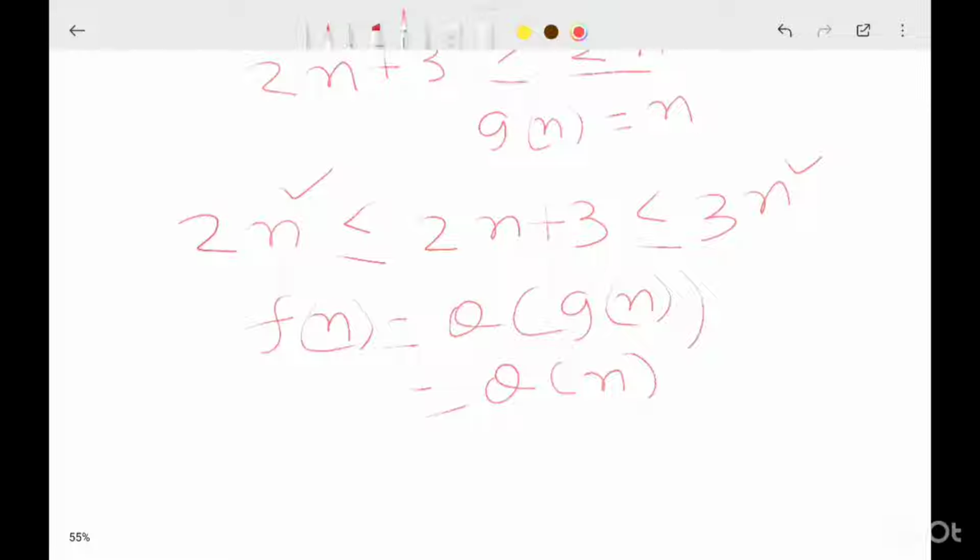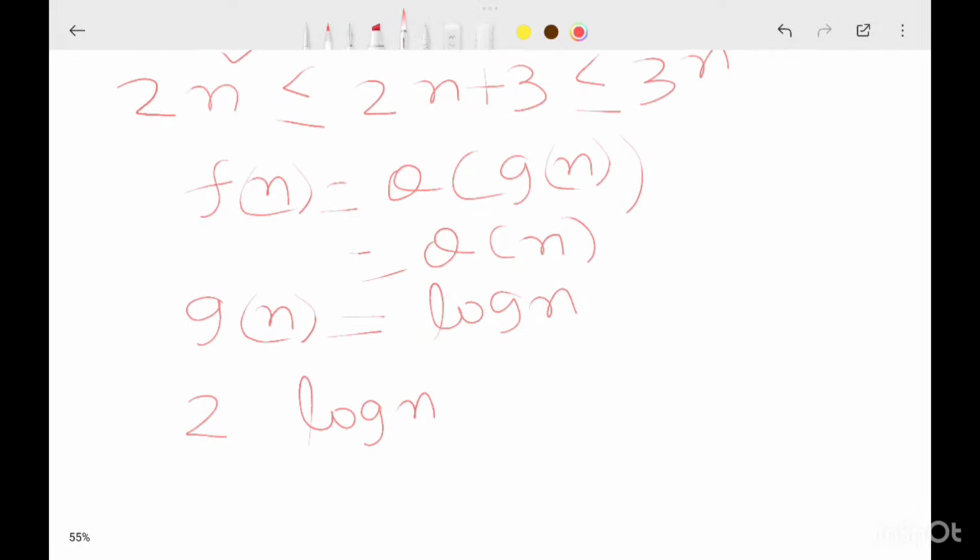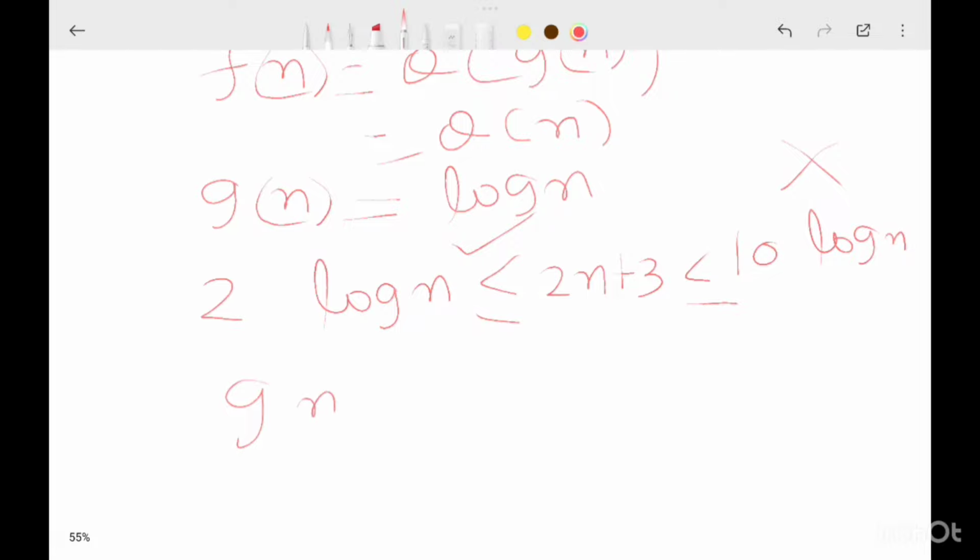In this theta notation, we cannot use g of n as log n. For example, if we use some constant 2 times log n, and another constant 10 times log n, then 2 log n is less than or equal to 2n plus 3. This becomes true. But the other condition, 2n plus 3 is less than or equal to 10 log n, will become false.